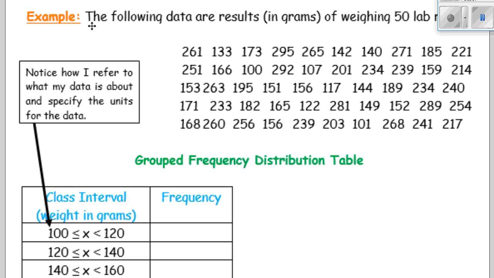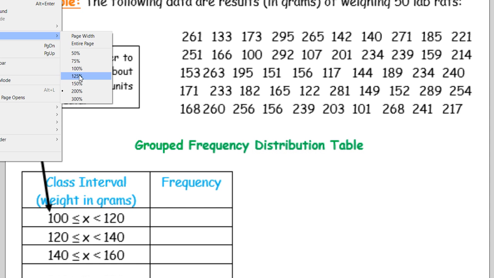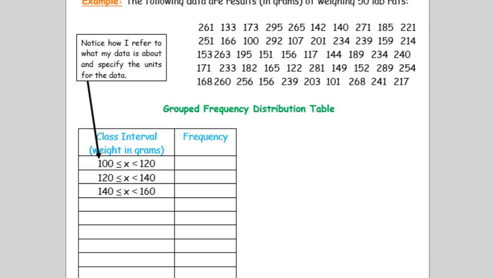For example, the following data. Is this recording? Here it is. The following data are results in grams of weighing 50 lab rats. That's heaps of them. Oh my gosh, this is going to take ages. Okay, I'm going to zoom out a bit because we're going to fill in this frequency table from it. Notice how I refer to what my data is about and specify the units for the data.